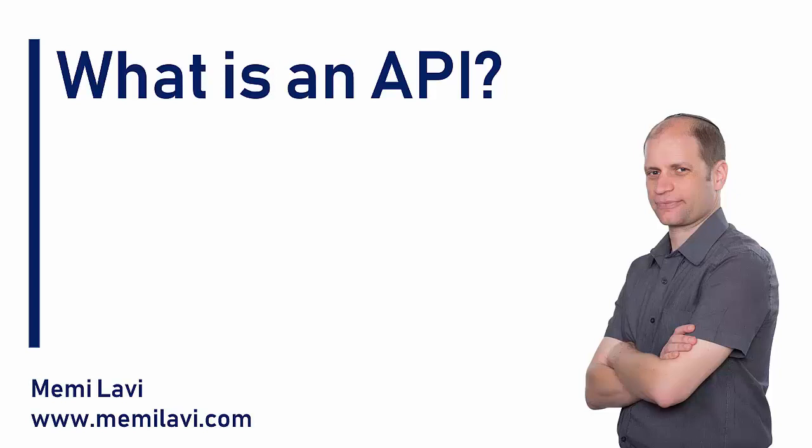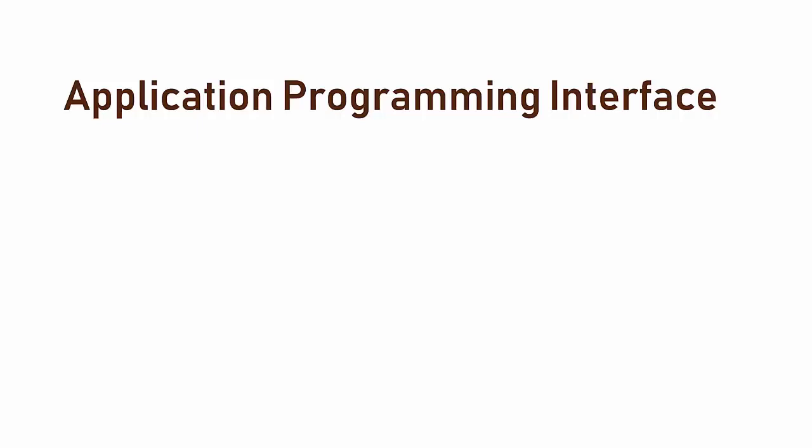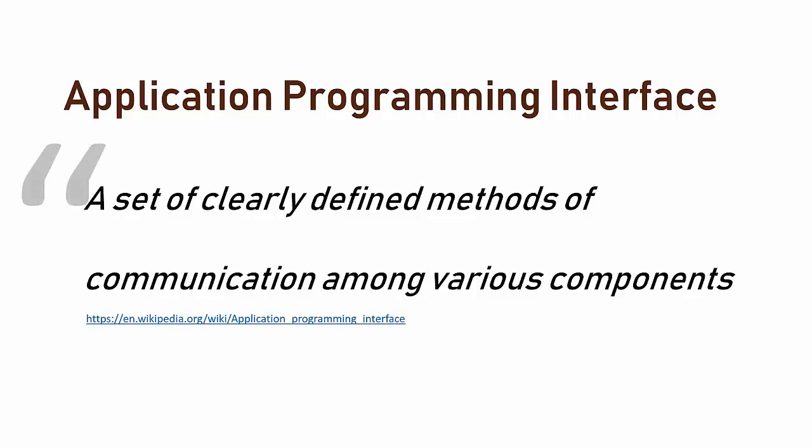So let's talk about what is an API. API is an acronym of Application Programming Interface. Now, if it doesn't make sense to you, then let's look at the Wikipedia explanation of API. According to Wikipedia, an API is a set of clearly defined methods of communication among various components. Now notice that the components part in this explanation refers to software components.